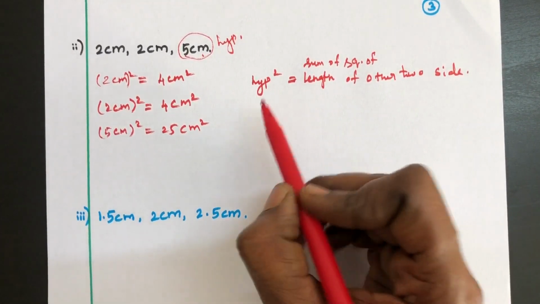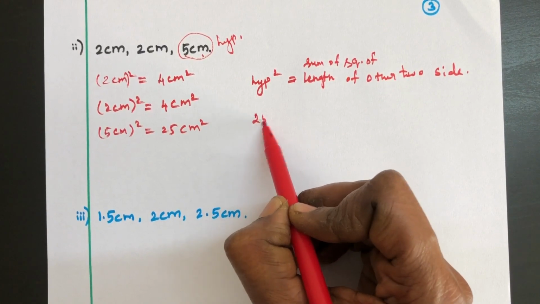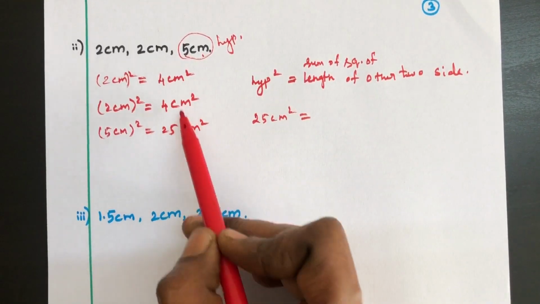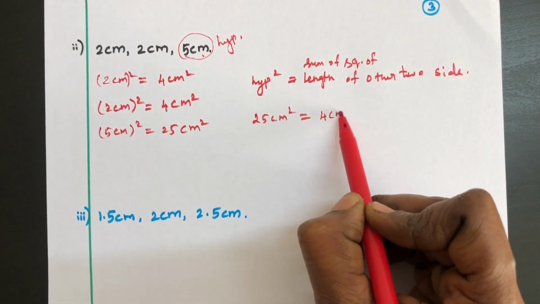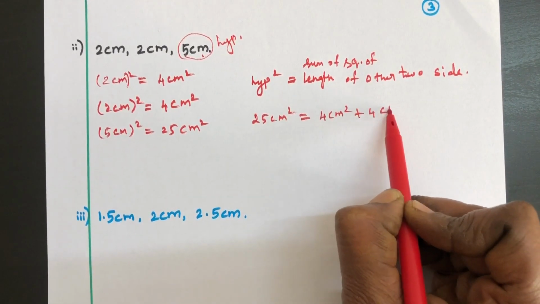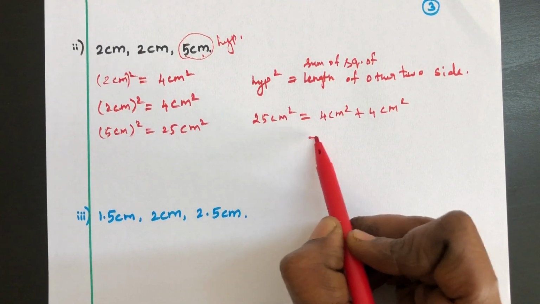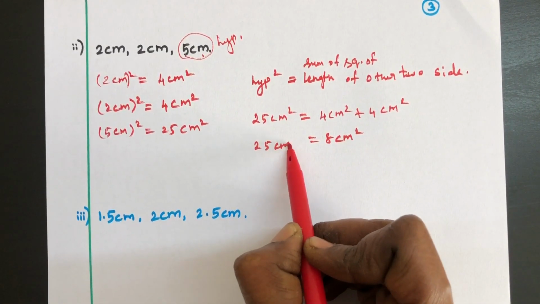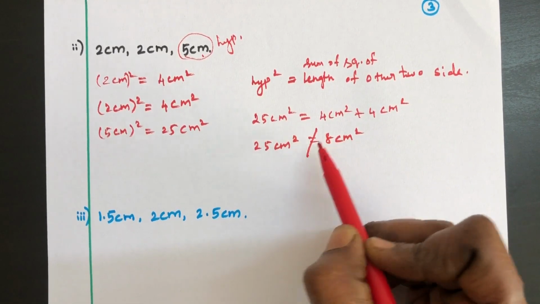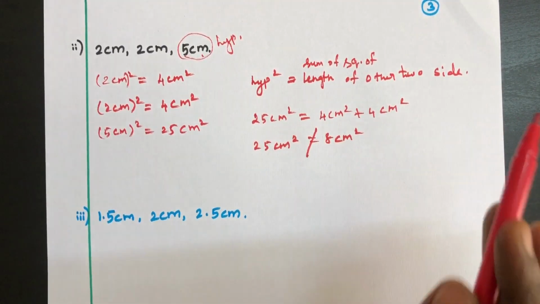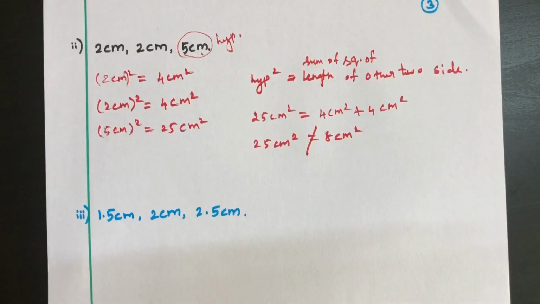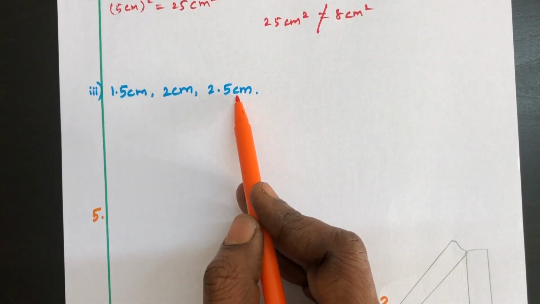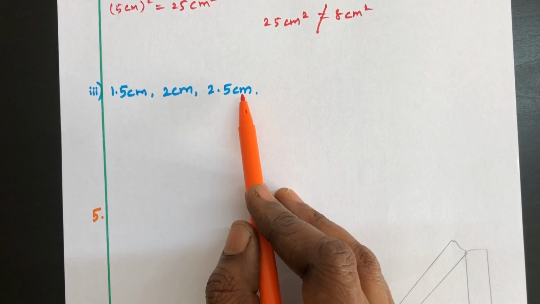So hypotenuse square is 25 centimeter square. The other two sides are 4 centimeter square plus 4 centimeter square. This is equal to 8 centimeter square. Left side, the hypotenuse, is 25. So it is not equal. So it is not a right angled triangle. That's all. Now third subdivision, 1.5, 2 centimeter, 2.5, which is the longest length here.